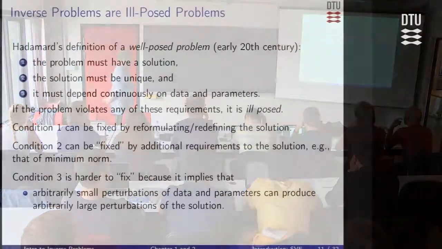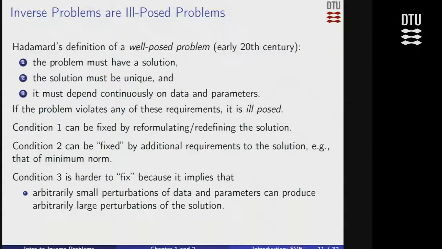For a problem to be well posed, it must have a solution. It's pretty reasonable if you're looking for a solution. You would like to ensure that there actually is a solution. Also, you want a unique solution. And it must depend continuously on data and parameters. What that means is that it's really not too sensitive to the data and to the model parameters.